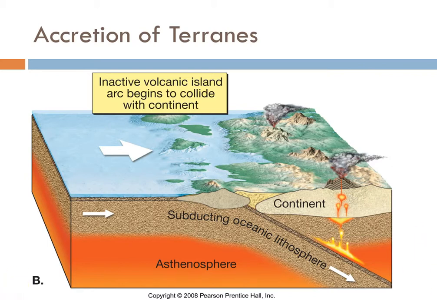And so these pieces of crust that are added onto the side of the continent may have really different geologic histories. So, for instance, in this case, it was a volcanic island arc that's been added on. And so we tend to refer to these as terranes or sometimes exotic terranes. And this is how continents grow bigger.